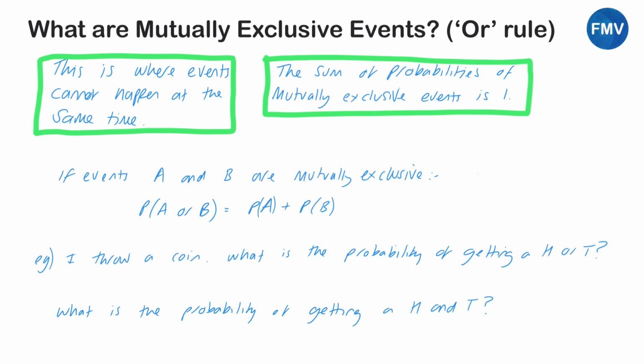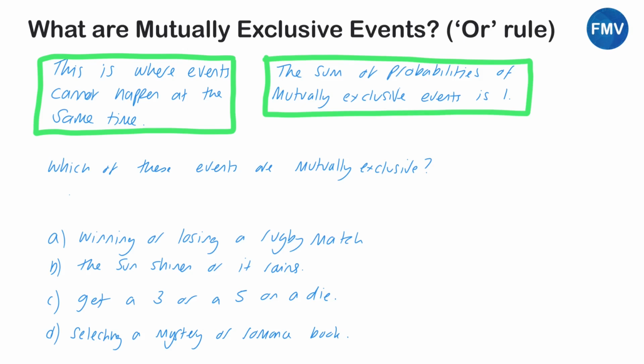Let's look at this through an example. If I throw a coin, what is the probability of getting a head or a tail? We know that one because the chance of getting a head is equal to a half, and the chance of getting a tail is also equal to a half. If we add those together, a half plus a half is equal to 1. What about the second question? What is the probability of getting a head and a tail? You can't do that. You can only get a head or a tail. So events are mutually exclusive if they adhere to that.